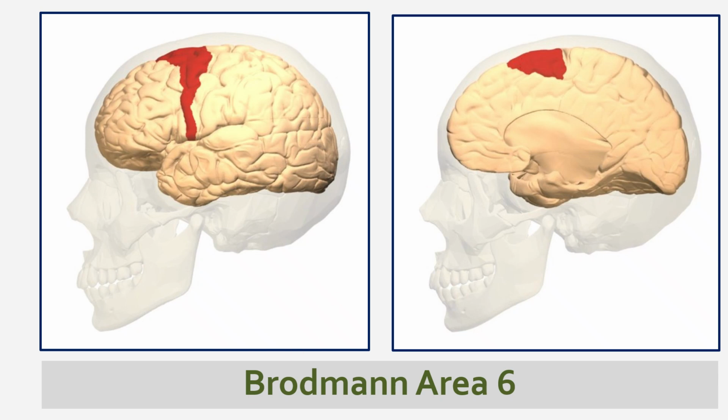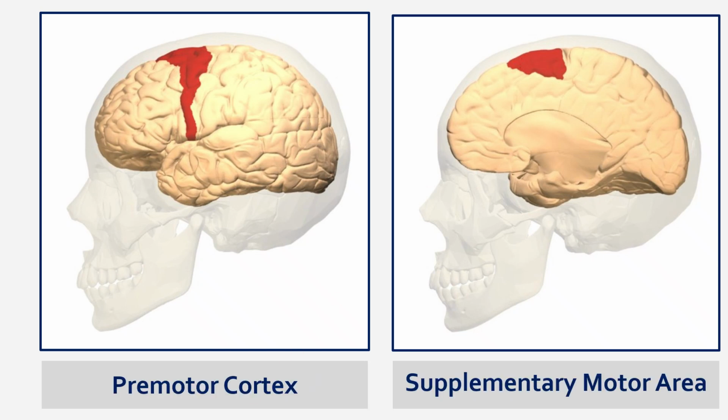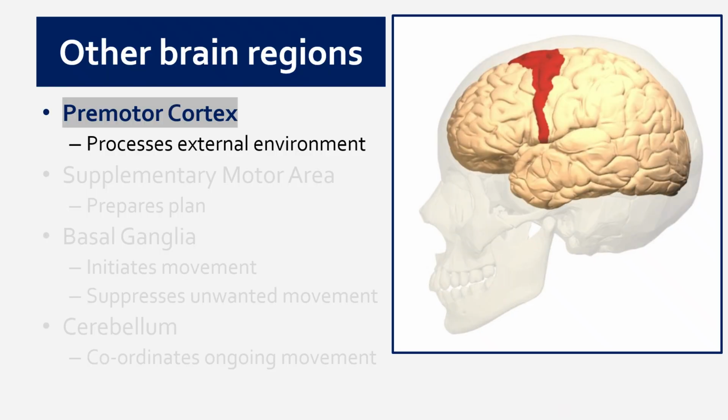On the lateral or outer surface of Brodmann area number 6 is the premotor cortex, and the region that's tucked up and over on the inside is the supplementary motor area. We're going to talk about what those do along with some other key regions. So the premotor cortex, very simply, assesses and processes the external environment. It takes note of where, let's say, the ball is and the goal and the other players on the pitch, if I'm playing football.